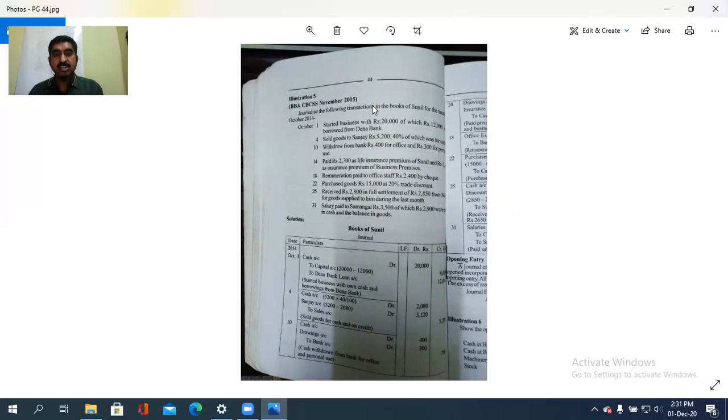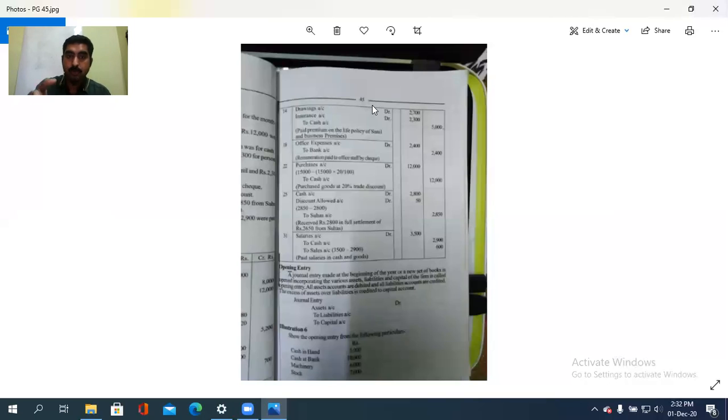Then remuneration paid to office staff 2,400 by check. So whenever an expense is there, that expense account head is debited. So office expense, that is the remuneration expense, or we can call it office expense. Office expense account debtor to bank, because it is paid by check.